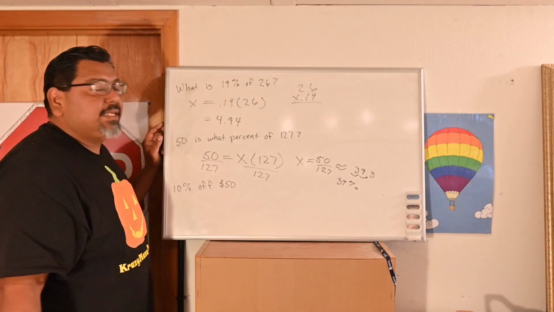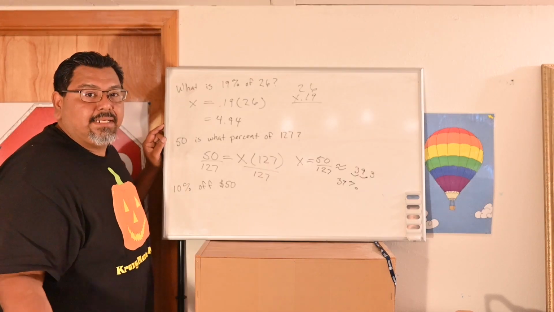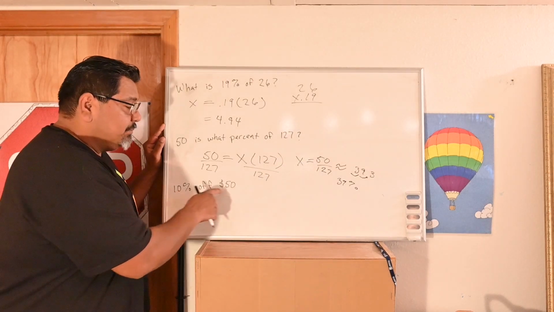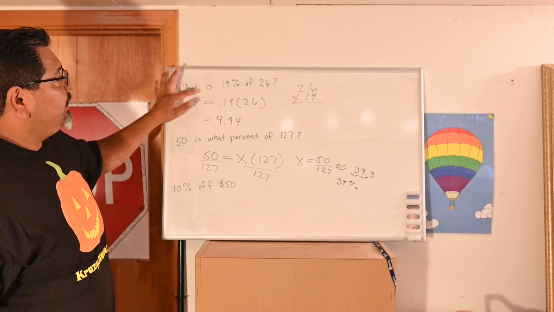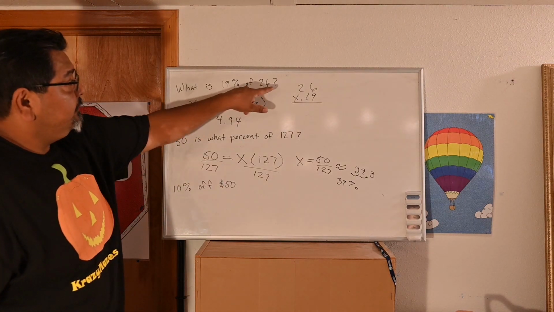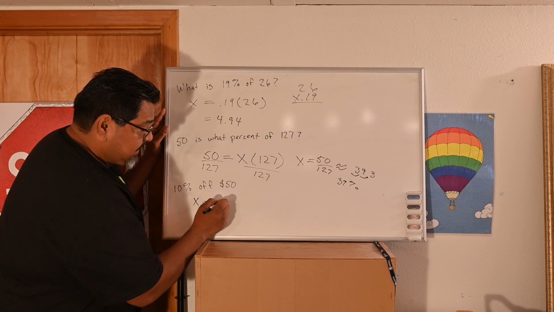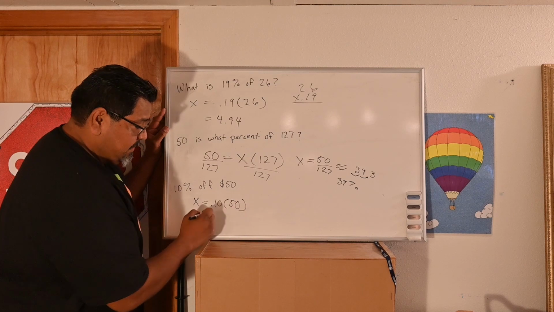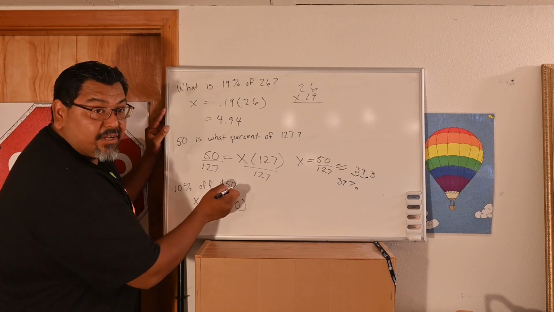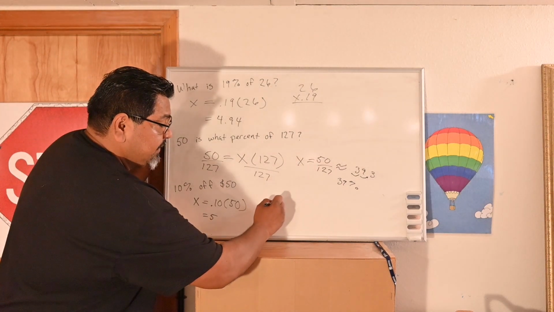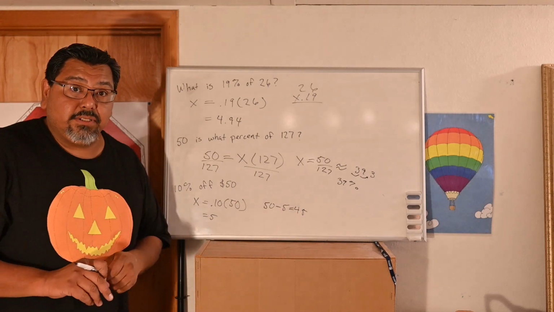This last one shows 10% off of $50. First, when we say off, we know we're going to be subtracting. But first, we need to find out what is 10% of $50. That's just the same thing I just said here. What is 10% of $50? So x is 0.10 times 50. So x is 5. But now we want to know what 10% off of $50 is. So 50 minus 5 is 45. So that would be the answer we're looking for.